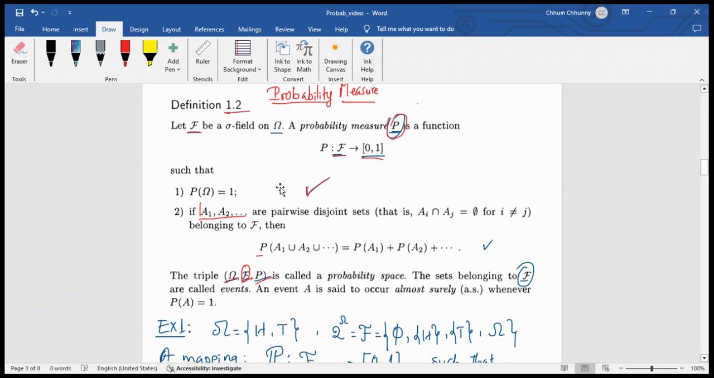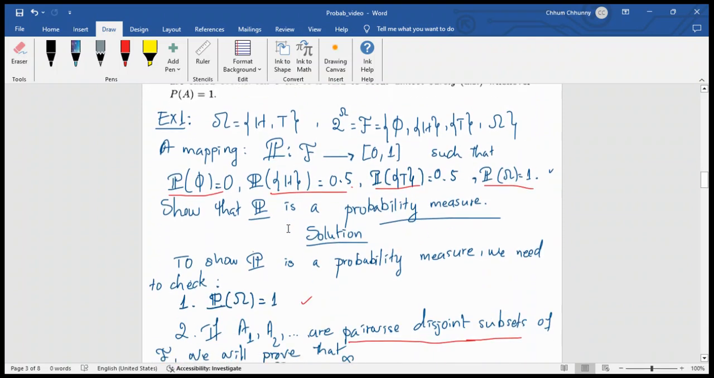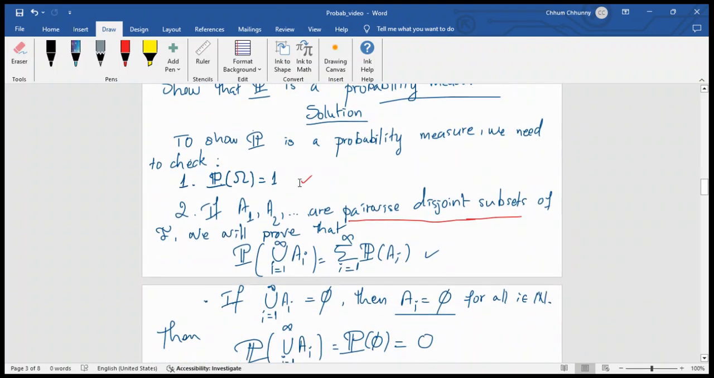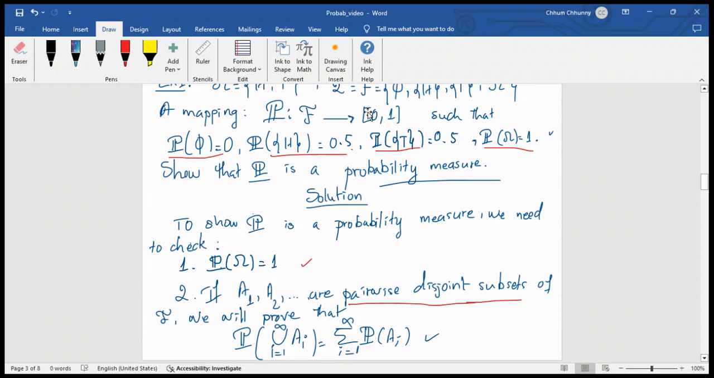The first condition is that P of omega equals 1. Obviously, from this assignment, we see that P of omega is equal to 1. So the first condition is satisfied.